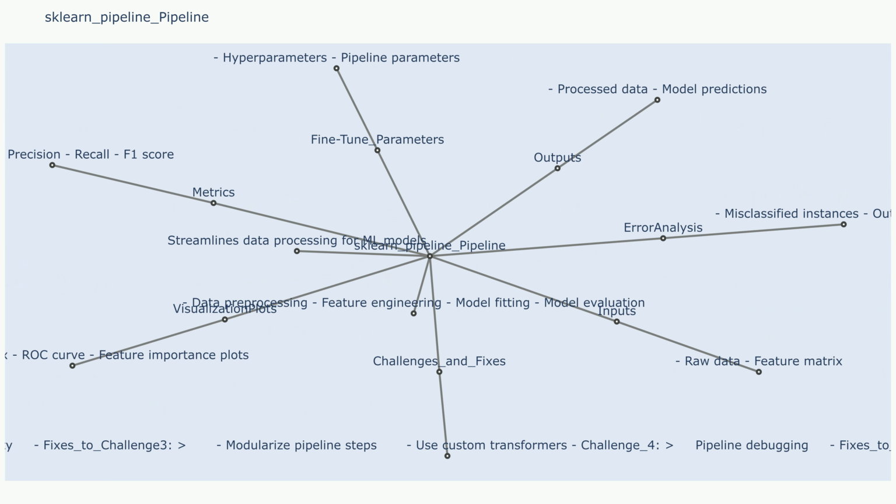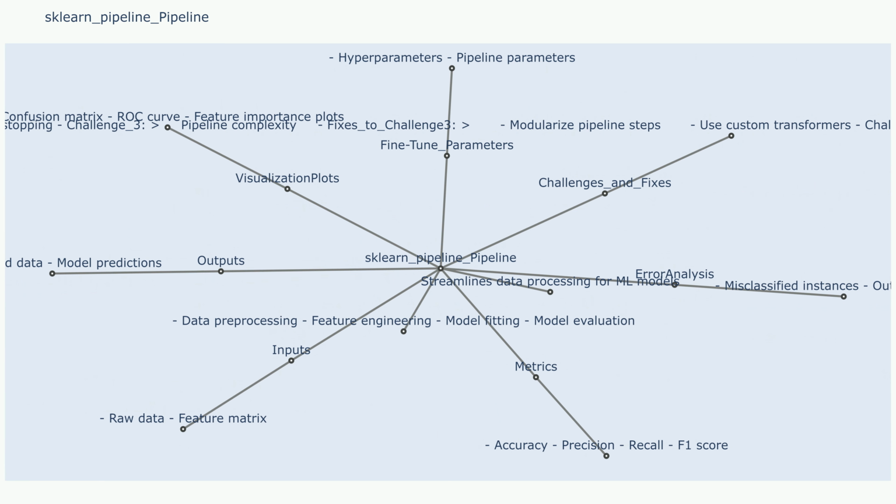Estimator model. The final step in a pipeline is typically an estimator, which is a model that learns patterns from the data. Examples include LogisticRegression, a linear model for binary classification. DecisionTreeClassifier, a tree-based model for classification. RandomForestRegressor, an ensemble model for regression.